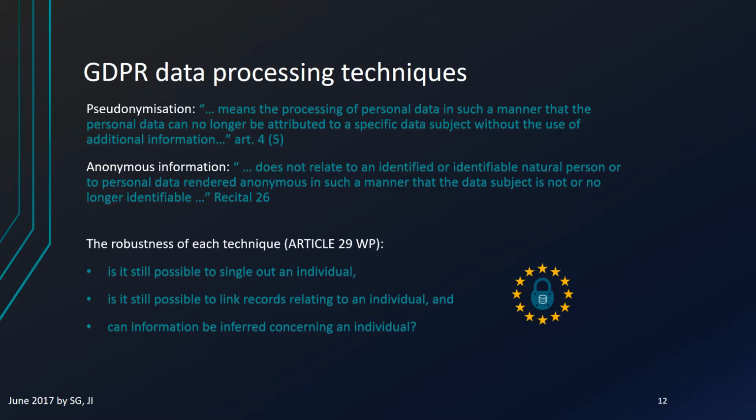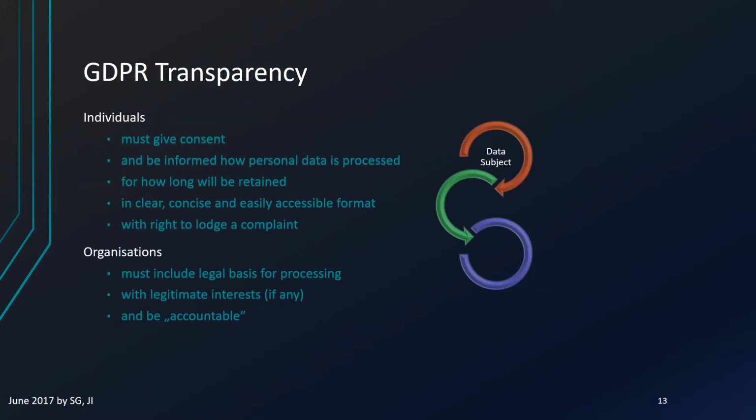Three questions to ask yourself are: is it possible to single out an individual? Is it possible to link records relating to an individual? And can information be inferred concerning an individual? If the answer to any of these questions is yes, then you need to revisit your data processing techniques.